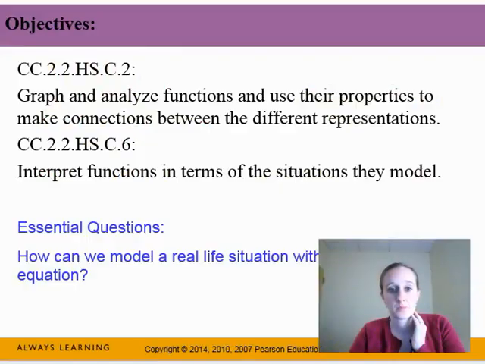Welcome to Chapter 3, Section 4, Exponential and Log Equations. We're going to continue talking about exponential functions and log functions. So our central question is, how can we model real-life situations with log equations?